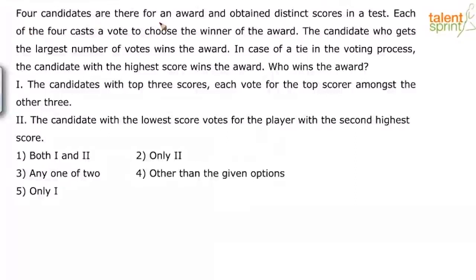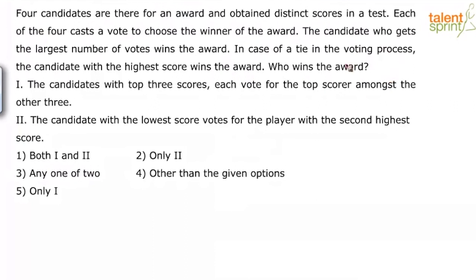4 candidates are there for an award and obtained distinct scores in a test. Each of the 4 cast a vote to choose the winner of the award. The candidate who gets the largest number of votes wins the award. In case of a tie in the voting process, the candidate with the highest score wins the award. Who wins the award?